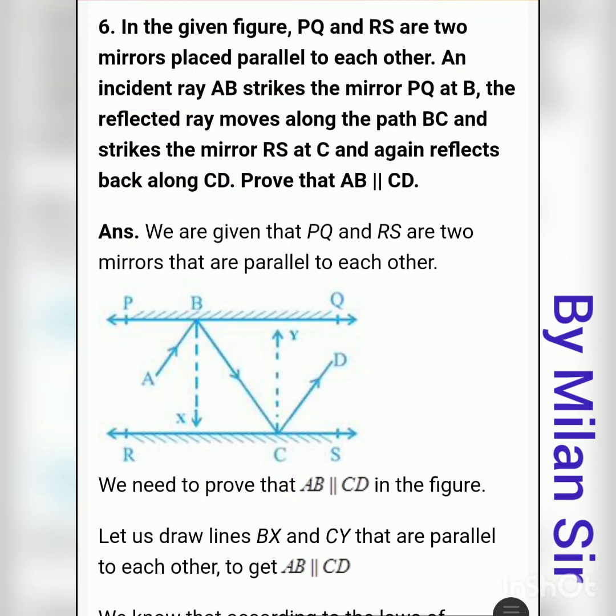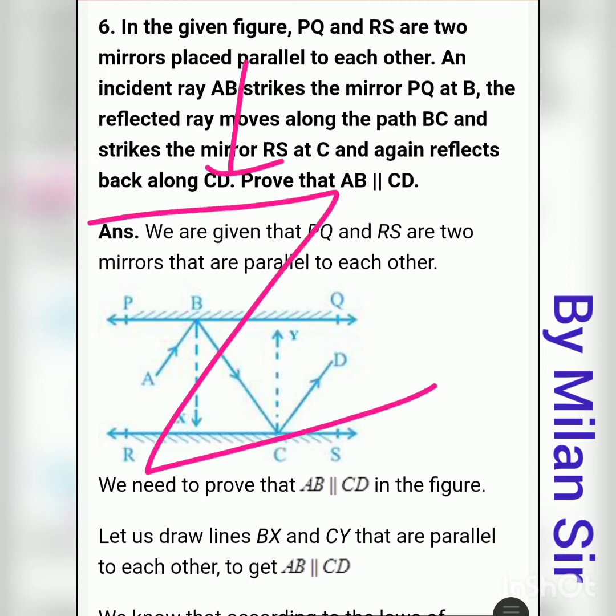Okay, that means here we need to prove these two lines are parallel. Students, here we are using the concept of alternate interior angles. What are alternate interior angles? Okay, Z shape is there. That means if these two lines are parallel, these two angles are the same. Again, if these two lines are parallel, then these two interior angles are the same.